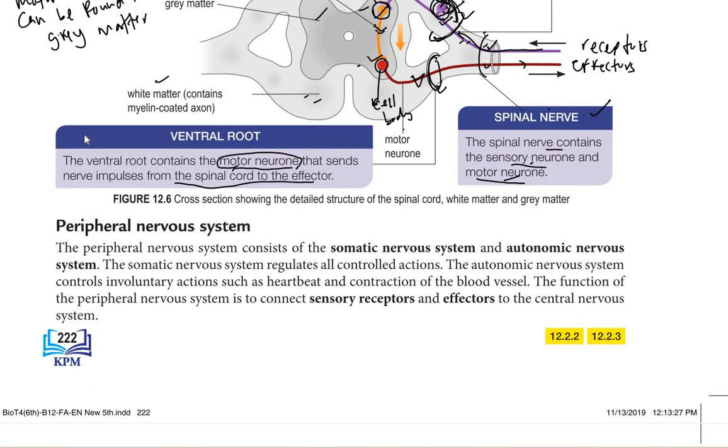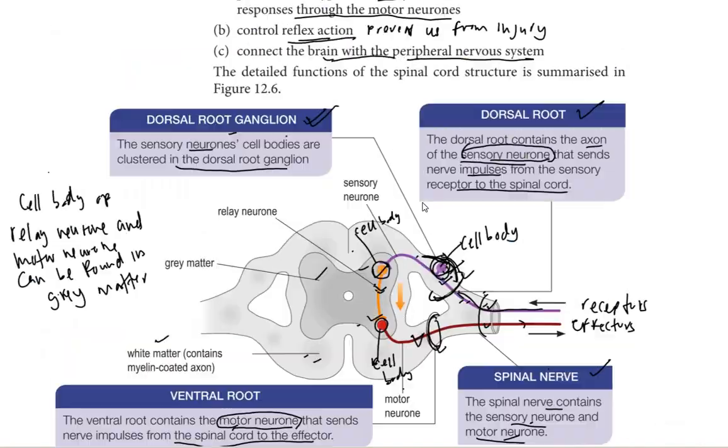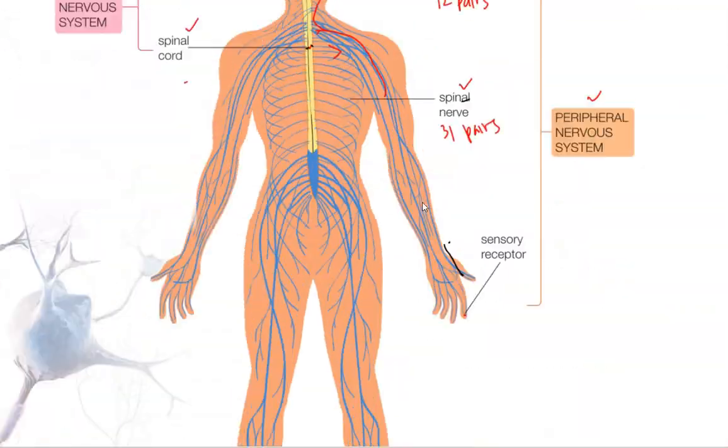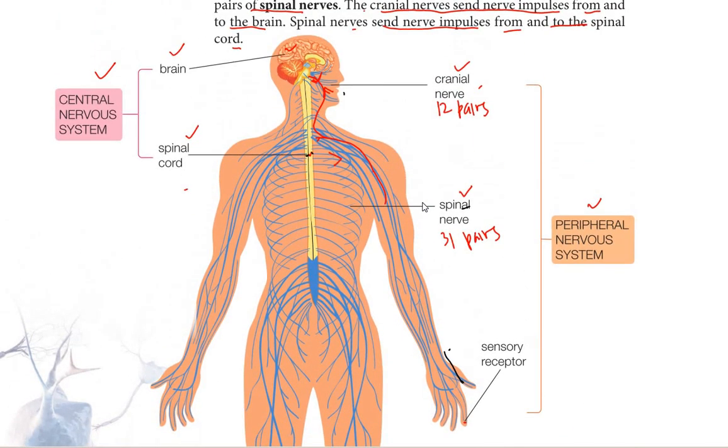The peripheral nervous system consists of the somatic nervous system and autonomic nervous system. The somatic nervous system regulates all control actions. The autonomic nervous system controls involuntary actions such as heartbeat and contraction of the blood vessels. The function of the peripheral nervous system is to connect sensory receptors and effectors to the central nervous system. So for this one, I will show you back this diagram. We have the peripheral nervous system made up of cranial nerve and spinal nerve.